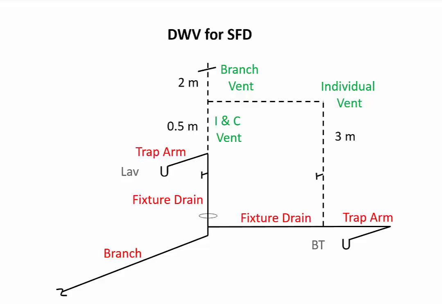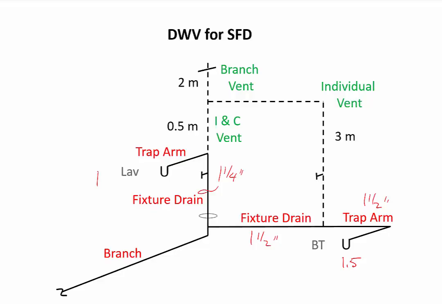And the next thing we're going to do is fill in loads. So for the bathtub, minimum size 1.5 inch would be 1.5 fixture units. And that's a 1.5 inch trap arm, 1.5 inch fixture drain as well. Lavatory basin, 1 fixture unit. That's 1.25 inch and 1.25 inch fixture drain.